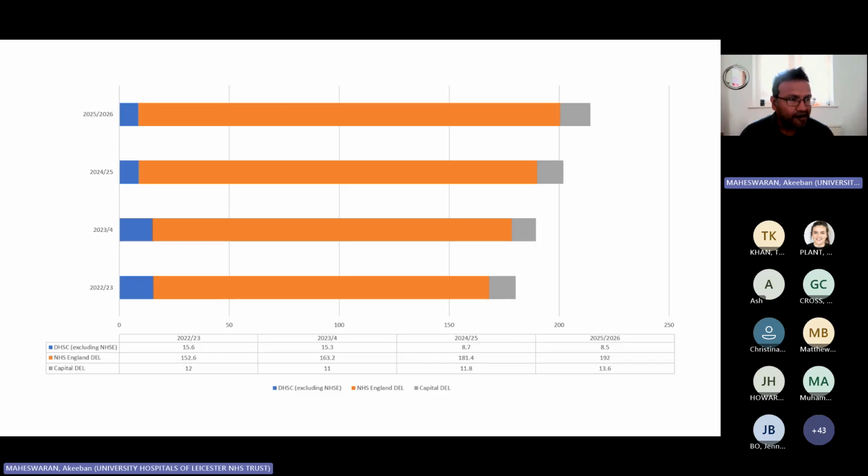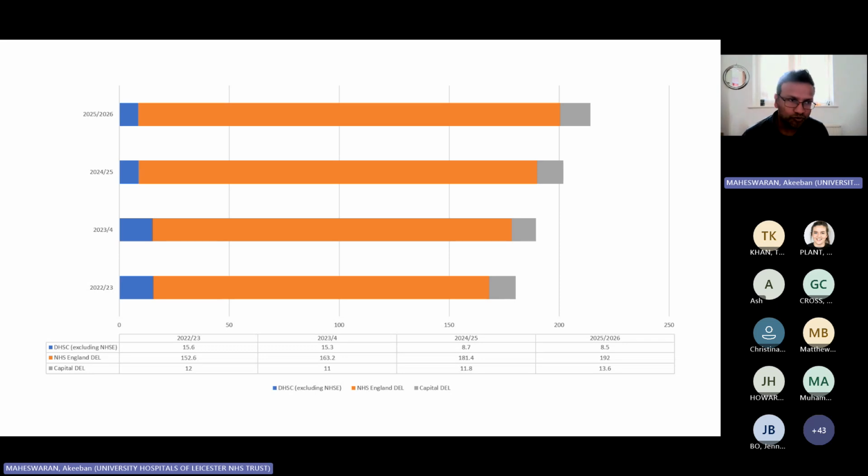So that blue bit at the beginning seems like a lot of money for just the Department of Health and Social Care. But the Department of Health and Social Care has to fund 11 organisations from that. There are arm's length bodies to varying degrees under it. NHS England is one of them.